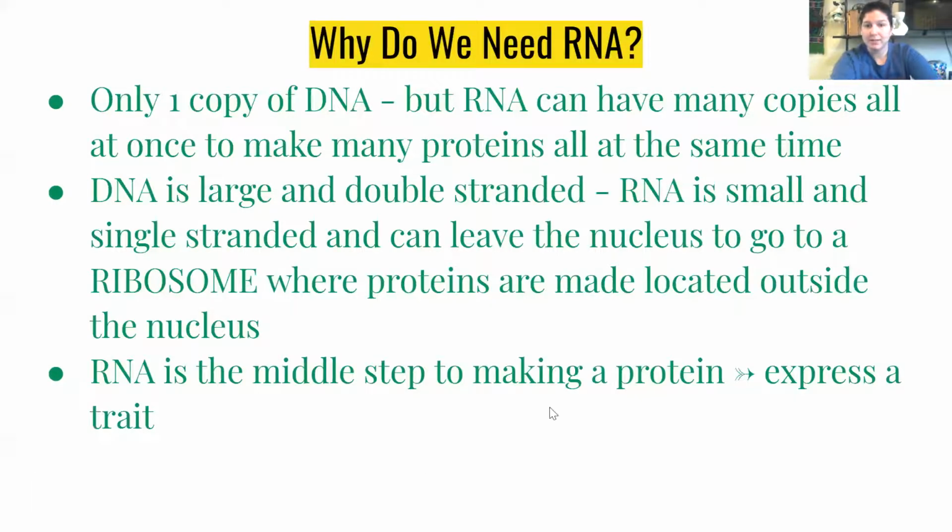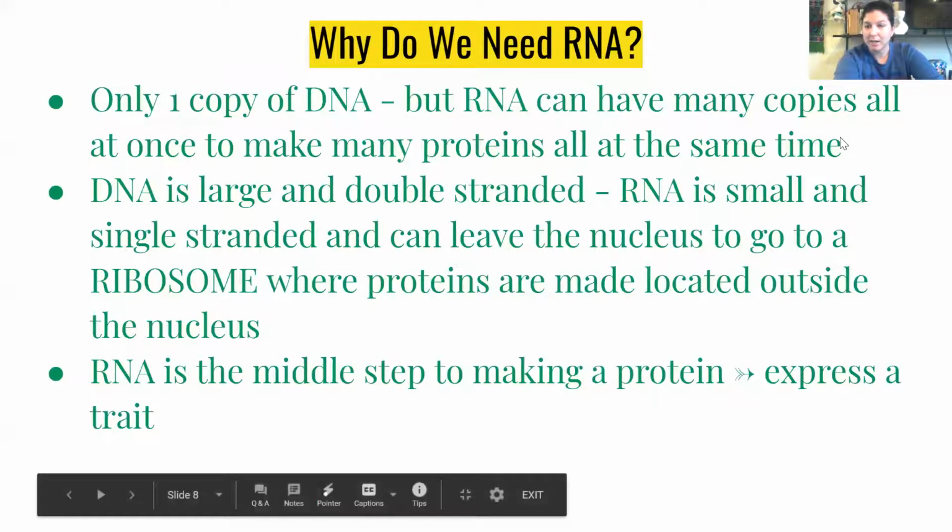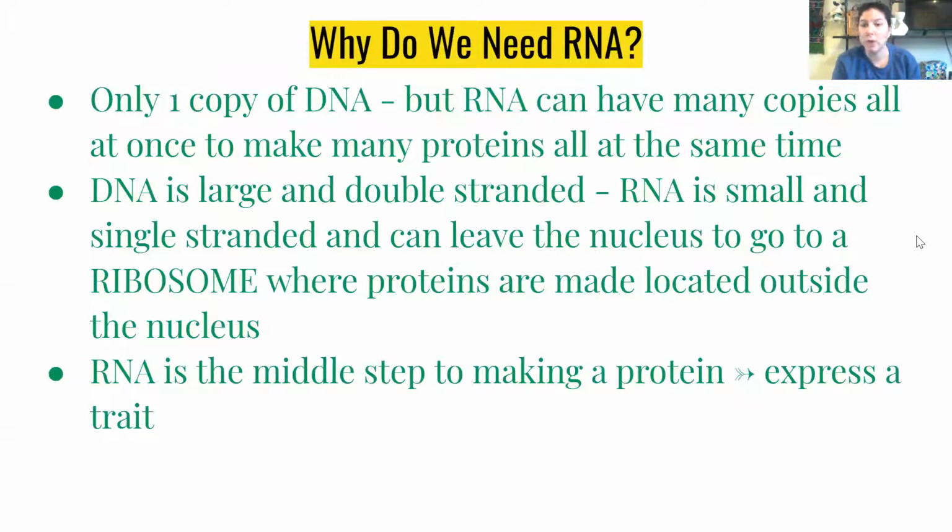But the question I always get asked is, why do we even need the RNA? If the DNA has all of our instructions for the protein, why can't we just use DNA? Well, first and foremost, there's only one copy of DNA. It's really, really large. But RNA can have many copies. So you can copy one strand for a protein 1,000 times, and so you can have 1,000 instructions on how to make that protein. So you can make lots of proteins all at once. So RNA can have many copies, while DNA only has one in your cell.